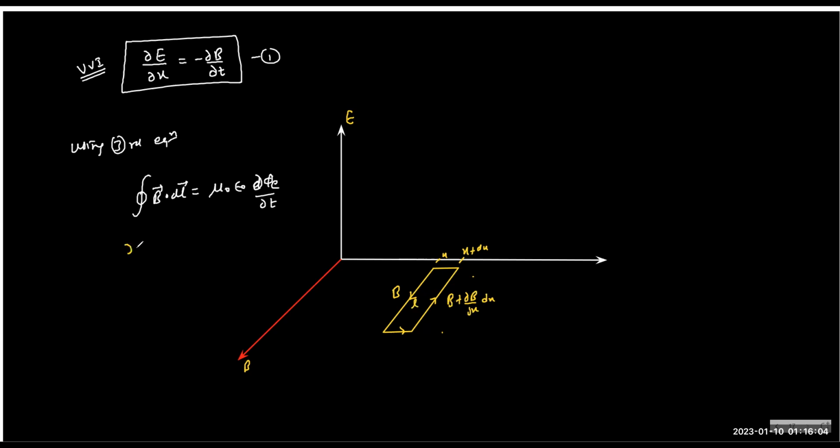Can I directly write del B by del X into L dx, if you remember the last question? Yes, sir. And you can clearly see the flux part. The electric field is like this, normal to the area. So what is the flux part?